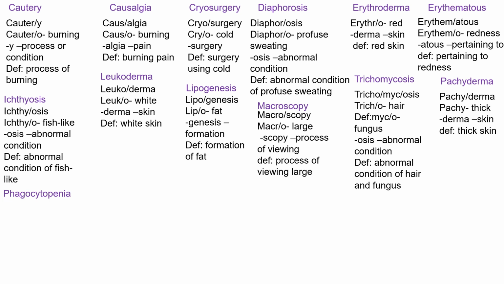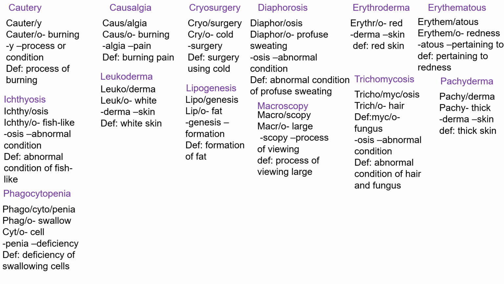Phagocytopenia. Now we're talking about this here because the skin is your barrier and underneath we do have protection. However, it's going to be more important when we get into chapter 13 and talk about the protection of the lymphatic system. Here we see penia, which means deficiency. Phago means to swallow. So this is a deficiency of the swallowing cells.